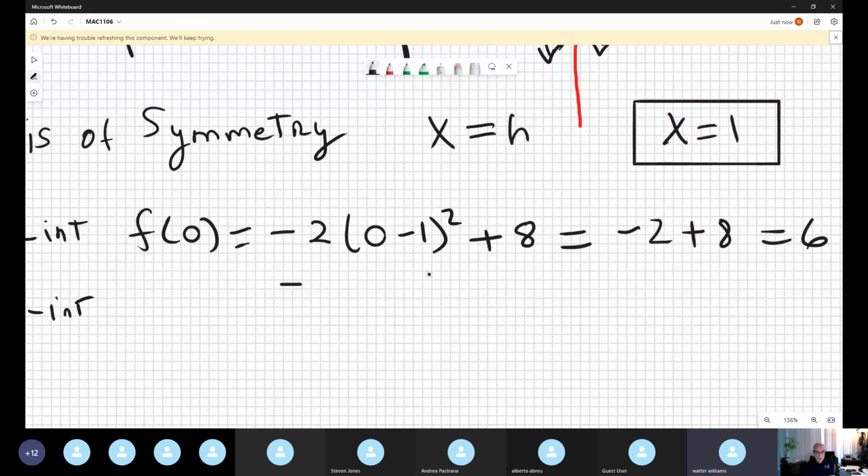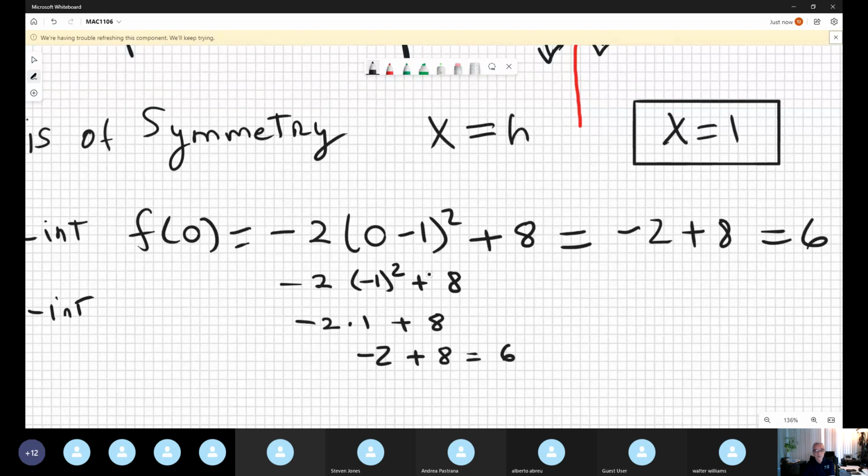Yes. Look: 0 minus 1 is -1. And -1 squared is +1. And -2 times +1 is -2. And -2 plus 8 is +6. Cool? Yes.